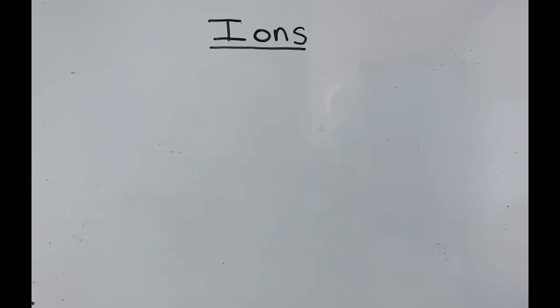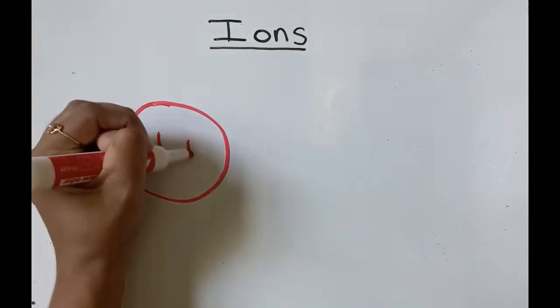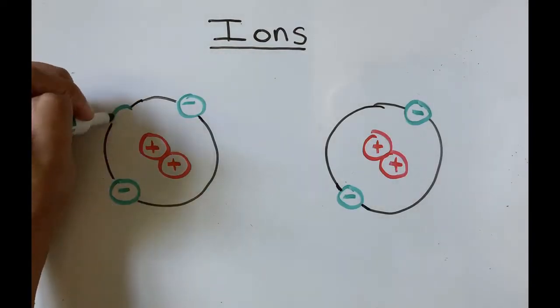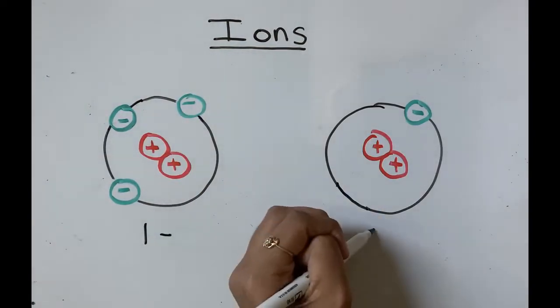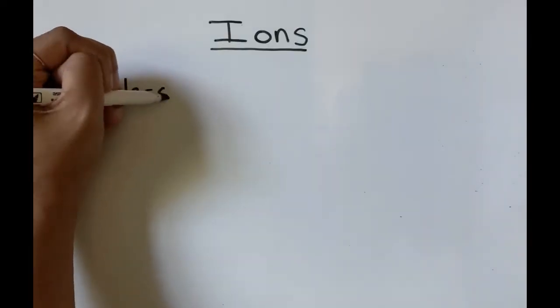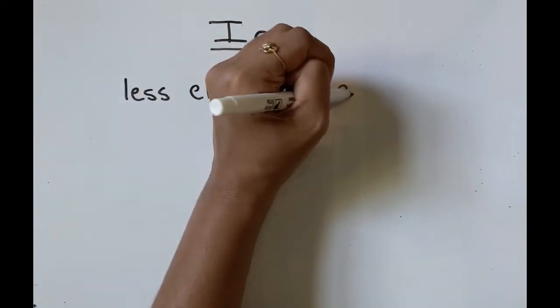Now let's talk about ions. An ion is an atom or group of atoms that has a positive or negative charge. This can happen when there's more or fewer electrons than there are protons, causing an imbalance of charges. If there's fewer electrons than there are protons, it's called a cation.